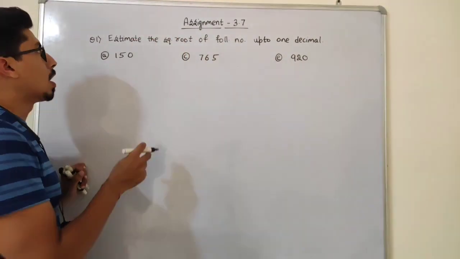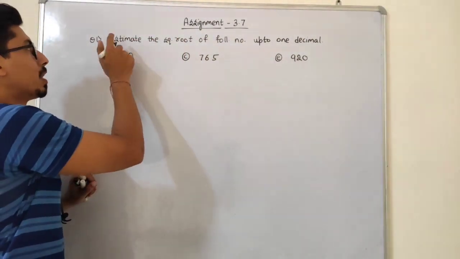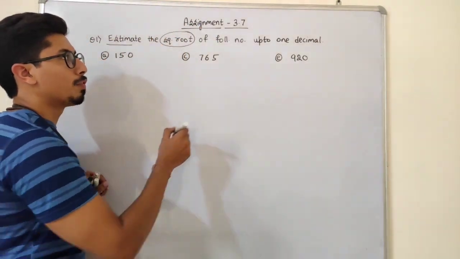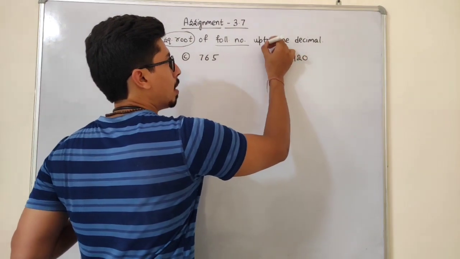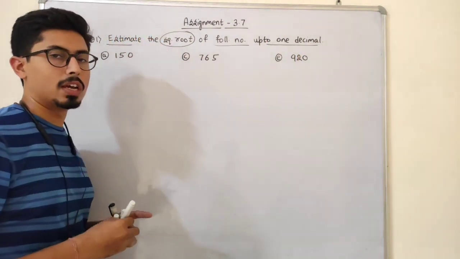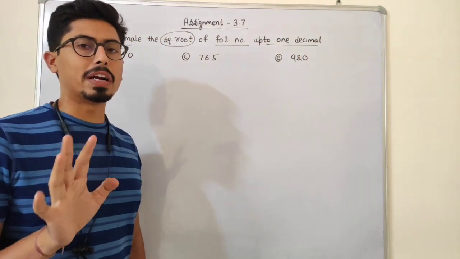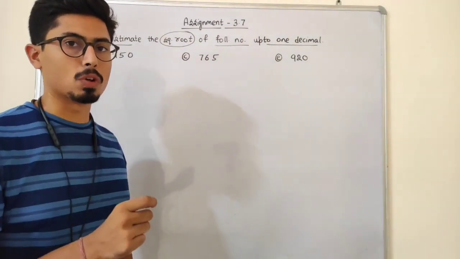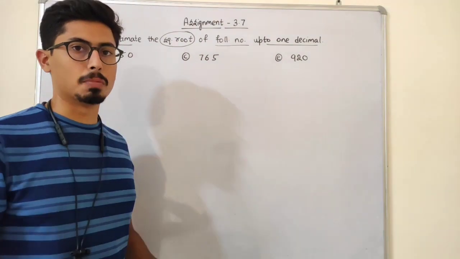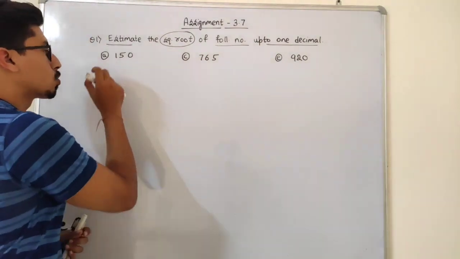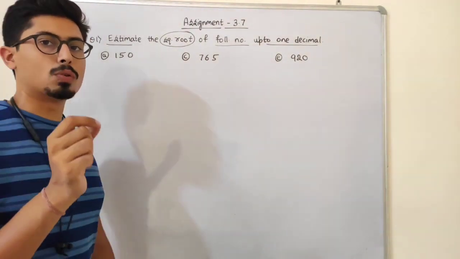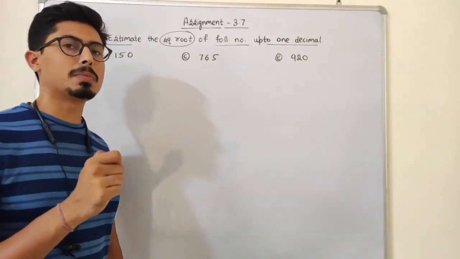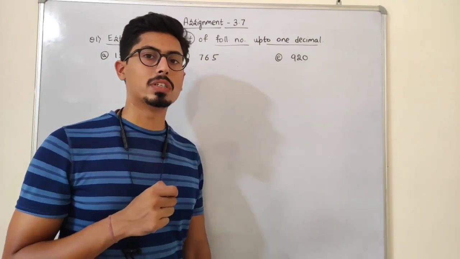Now in the first question, we have to estimate the square root of the following numbers up to 1 decimal. We don't have to find the exact square root, we just have to find the estimate of them, up to 1 decimal. So the first part is to find the estimate of the square root of 150.